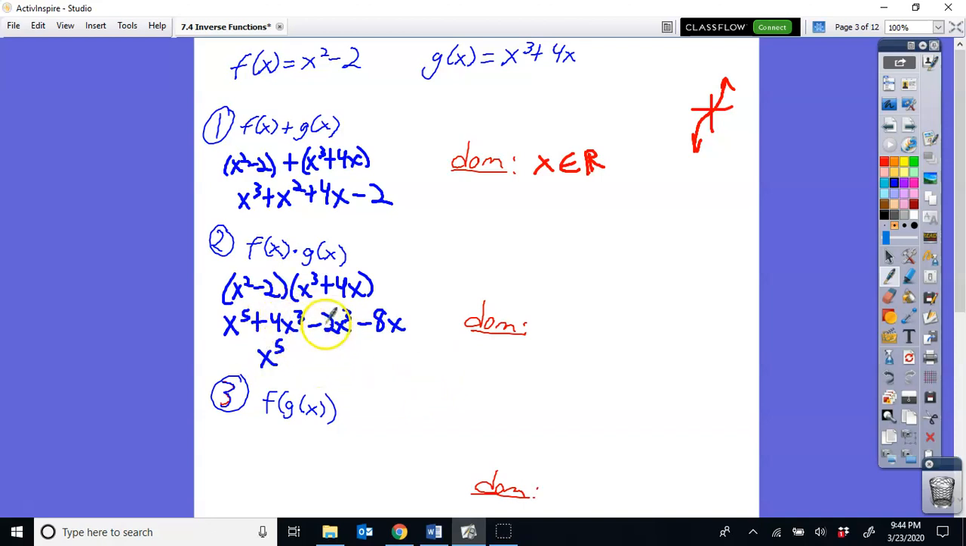Those two terms in the middle are like terms. 4x cubed minus 2x cubed is 2x cubed. Remember, when you're subtracting and adding, you don't do anything weird with the exponents. Different when you're multiplying. This one is a quintic function. Notice it also is going to be all real numbers that you can plug in for x.